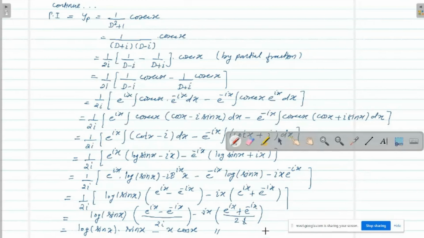Now this is number 2. Now adding 1 and 2, you will get the complete solution of the given differential equation. I hope you understood this. Yes, you got it? Yes, sir.